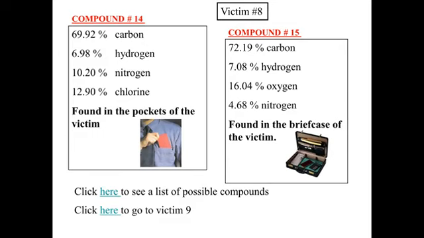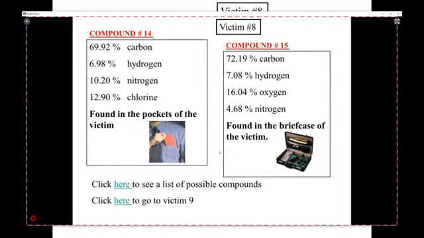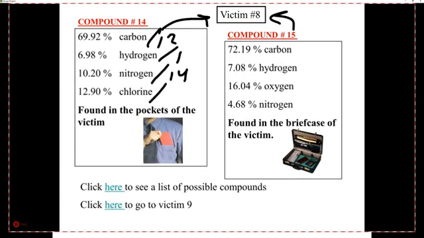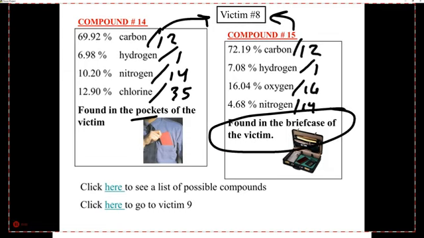Victim number 8 had 2 compounds on him. Compound 14 and 15. Compound 14 is real easy. Divide this by 12, by 1, by 14. This one you divide by 35. This compound was found in the pockets of the victim. Compound 15 is pretty simple. Divide this by 12, by 1, by 16, and by 14. And you can find the formula for that. This one was found in the briefcase of the victim.